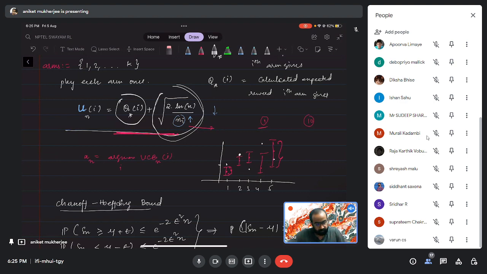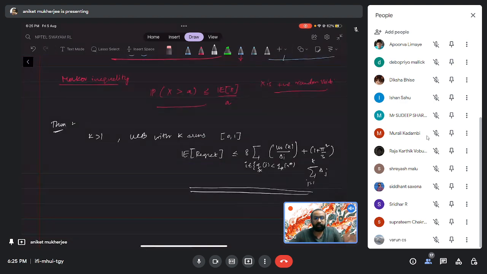Okay, so this is the UCB lemma for regret optimality. So what this says is if you go through with the UCB algorithm, then your expected regret would always be less than this.